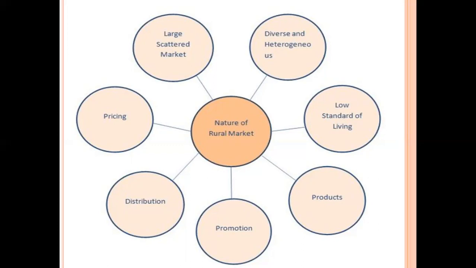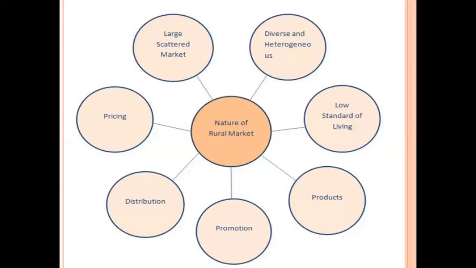So the first feature is a large, scattered market. The rural market in India is large and scattered, which means that it consists of approximately 63 crore customers across 5,70,000 villages throughout the country. The rural population has increased by 125 million in the last decade and accounts for over 40% of the Indian economy. This data I am giving you is based on the census 2011.